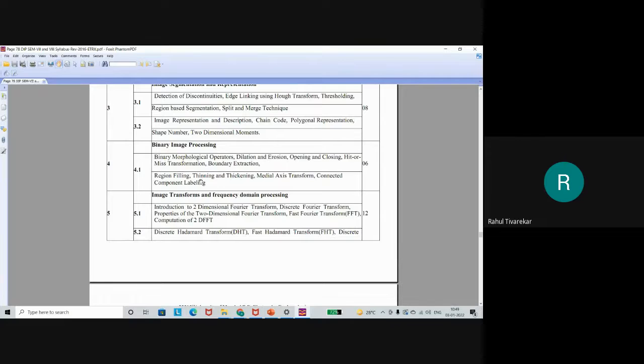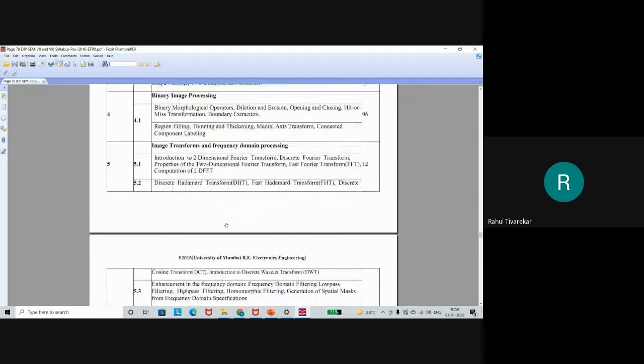So how to perform different operations on this binary image, that we will be learning in the fourth module. So different operations will be dilation, erosion, opening and closing, hit or miss transform, boundary extraction, region filling, thinning and thickening, and so on. So we will see what the applications of all these binary image processing operations are. And once we start learning these operations, you will get to know that there are very beautiful applications of all these operations.